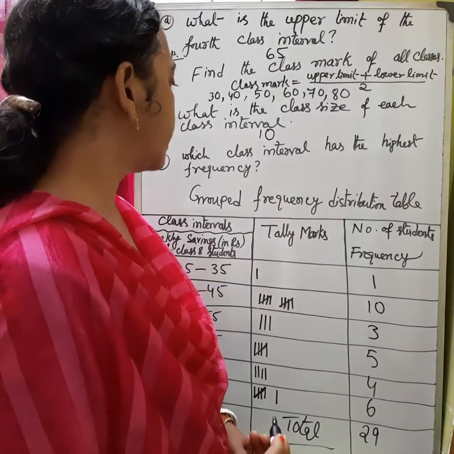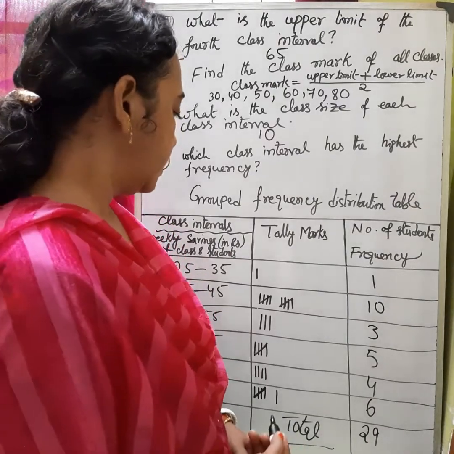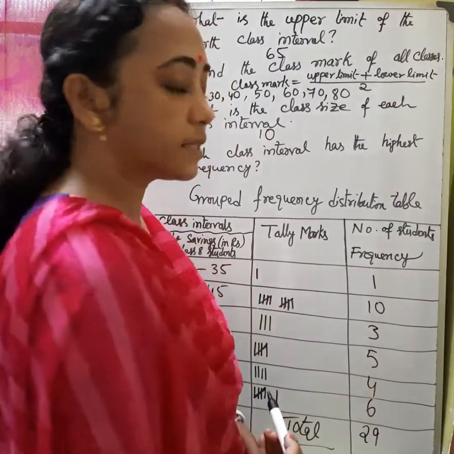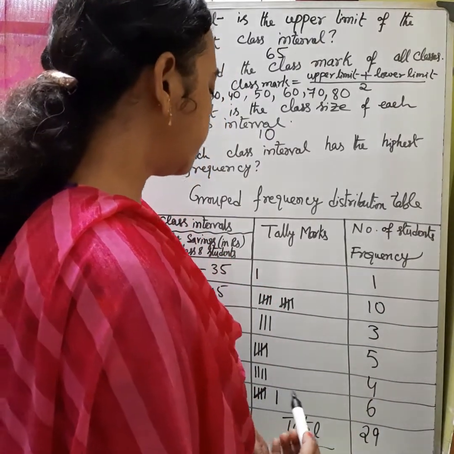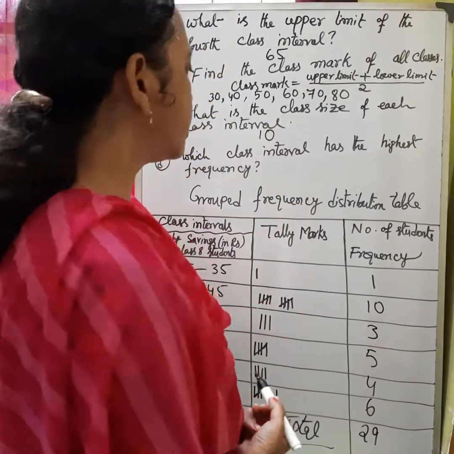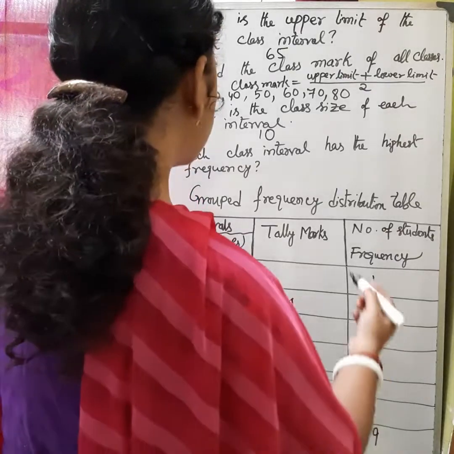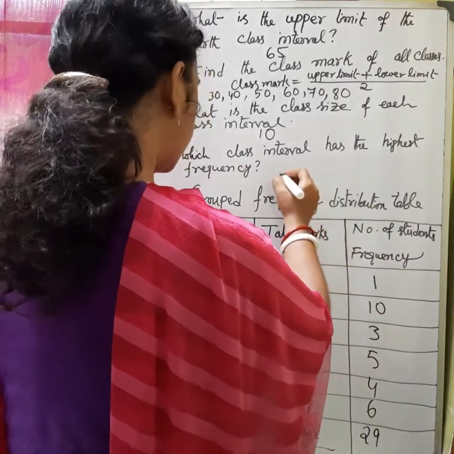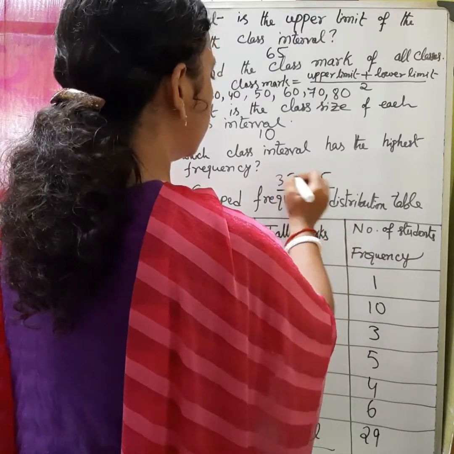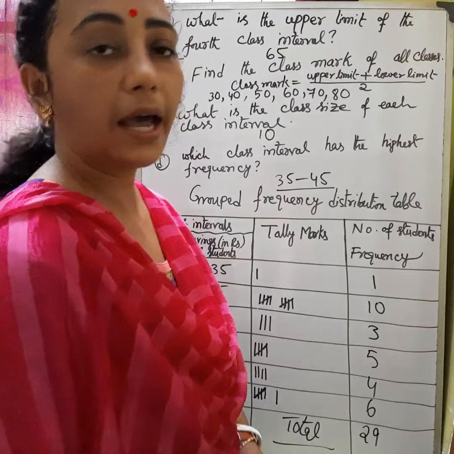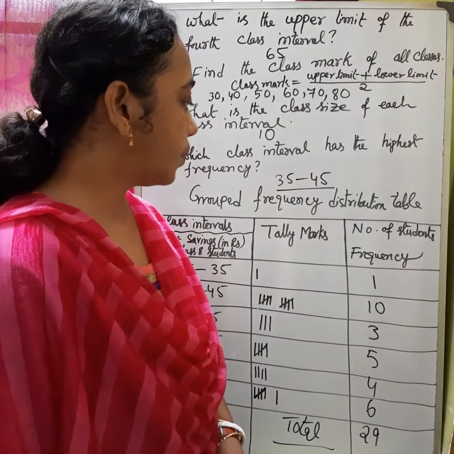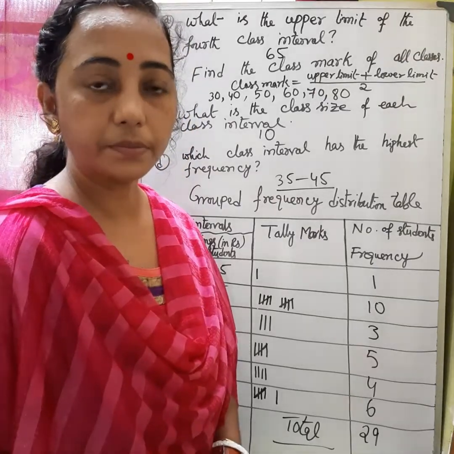Now, which class interval has the highest frequency? Here if you observe the third column, we can see that the second number, that is 10, is the highest number. So it belongs to the class interval 35 to 45. So the class interval 35 to 45 is the class interval which has the highest frequency. In this way we can give the important results from the table.